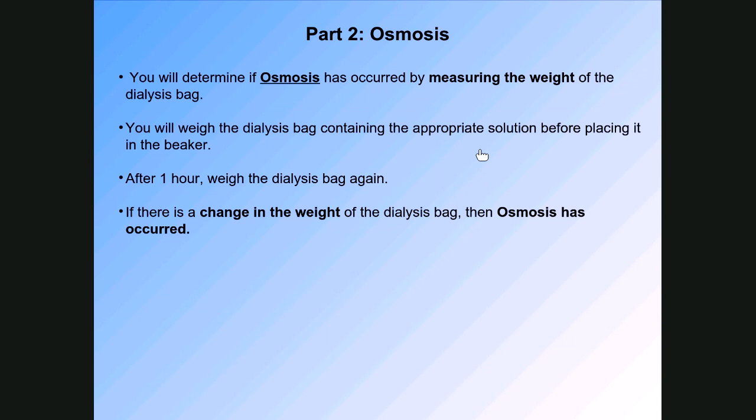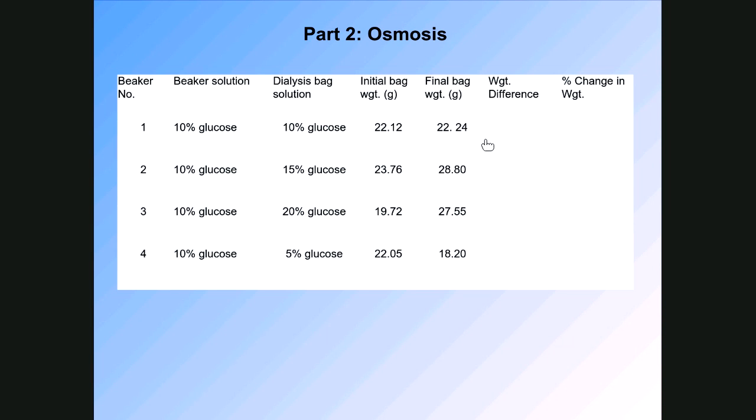So you would measure the weight of the bag twice. This is a table that's given in your lab, under part 2. Beaker solution here. Remember, that beaker solution is your ECF. Dialysis bag: the solution you put in your dialysis bag is going to be your ICF. So the dialysis bag with the solution in it, you can think of as being your cell. Notice they say initial weight of the bag.